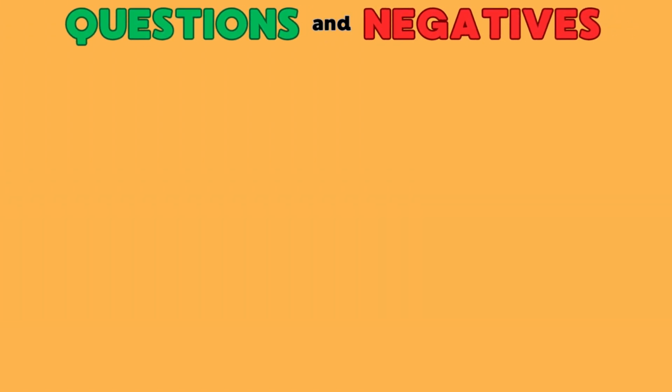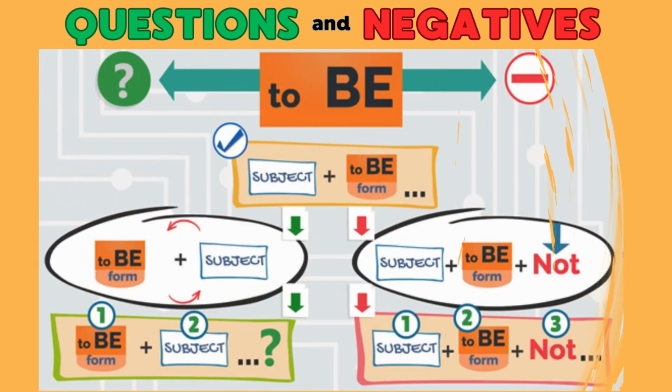Questions and negatives. As a rule, helping verbs help to ask questions or make negatives. So, in the present continuous tense, for the question, we just move the helping verb to be before the subject. For the negative, we just add not after the helping verb to be.